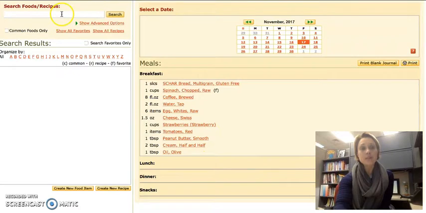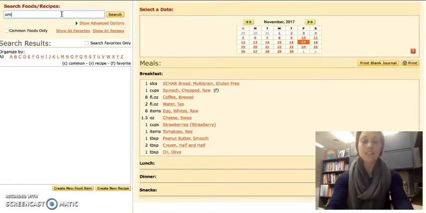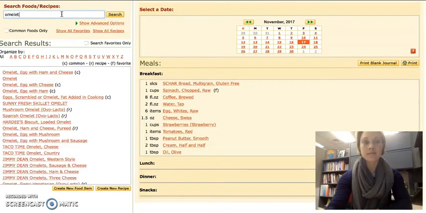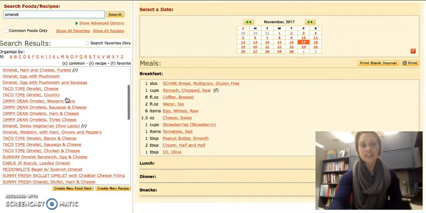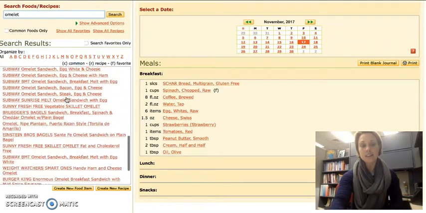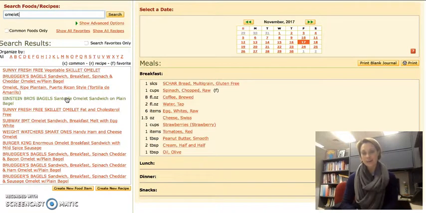But when you search for foods or recipes, if I were to type in omelet, there's plenty of things that I could choose for omelets here. However, the most accurate way to choose what I actually ate this morning is to put in each ingredient of my omelet and log that way.